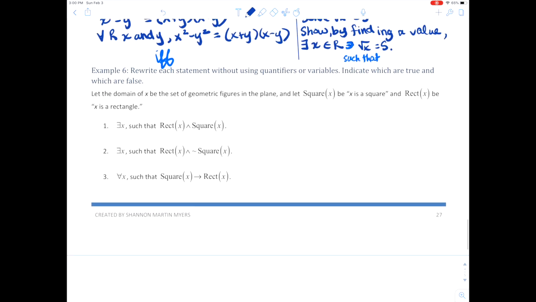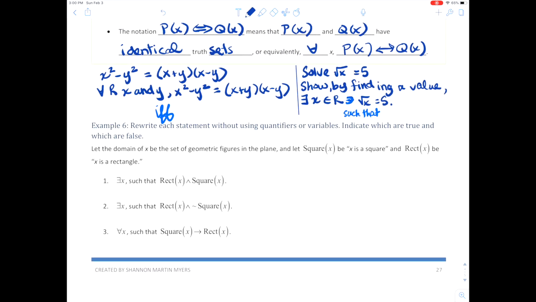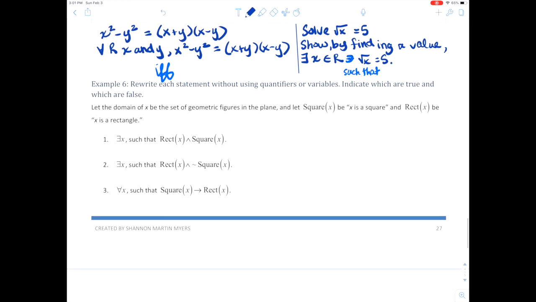Okay, so let's take a look at our last example. Then you can go enjoy the Super Bowl if you're watching it. Rewrite each statement without using quantifiers or variables. Indicate which are true and which are false. So here's our basis. Let the domain of x be the set of geometric figures in the plane, and let square at x be x is a square, and rectangle at x be x is a rectangle. So the first one, remember, this backwards capital E means there exists, it's existential, some x such that it meets both qualifications. It's both a rectangle and a square.